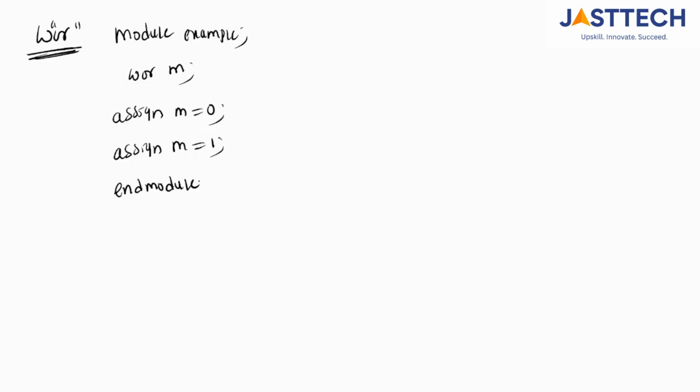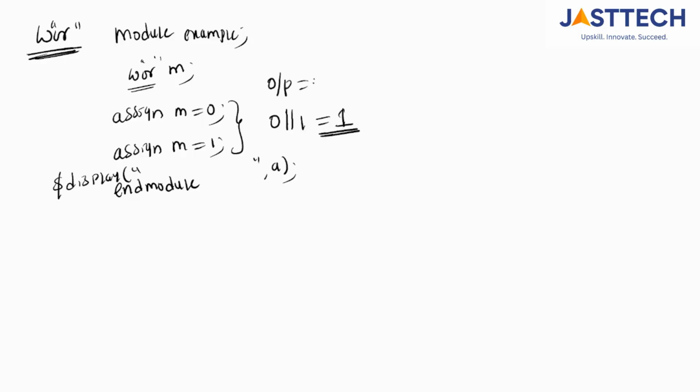Here I declared var, so it will do the OR operation. If I use dollar display to display this value, the value of m is percentage d comma m, it will do the OR operation. So 0 OR 1 means it will display 1. The output will be m equal to 1.